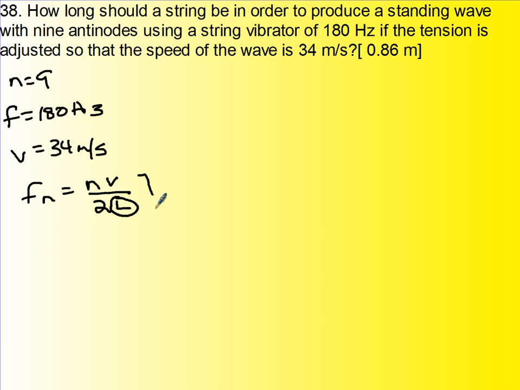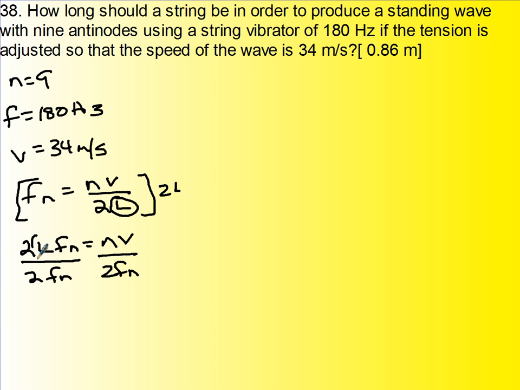So the first thing I need to do is get rid of my denominator. So I'm going to multiply both sides through by 2L. 2L Fn is nV. Now in this case, we can't just get rid of the n. We're looking for L, so we're going to divide both sides through by 2Fn. So I've got to get rid of the 2 and the Fn. So L is nV over 2Fn.